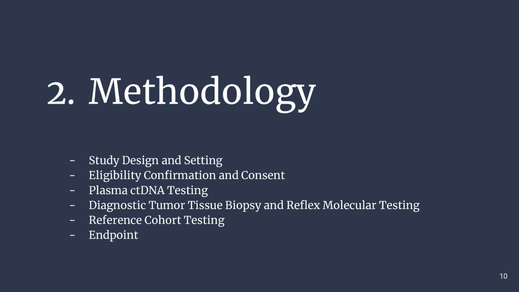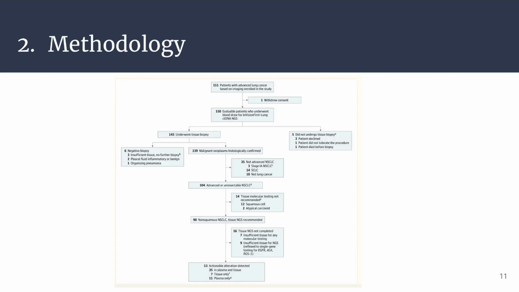The process of this clinical trial includes selecting patients, obtaining their consent, and then conducting plasma ctDNA testing. Following this, patients undergo a diagnostic tumor tissue biopsy with reflex molecular testing. Additionally, a reference cohort undergoes standard tissue genotyping. And finally, we outline the study endpoint to compare diagnostic timelines and the efficacy of integrating ctDNA testing. This is the workflow of the methodology.